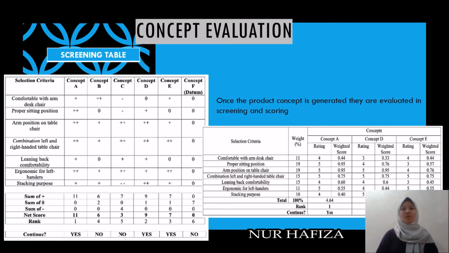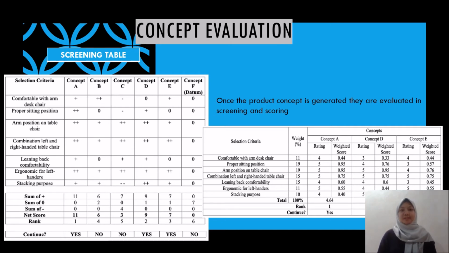I will present about concept evaluation. After the product concepts are generated, we do screening and scoring. The main purpose of screening and scoring is to choose a better concept for our product. The selection criteria are based on the questionnaire and customer requirements. As we can see in the screening table, concepts A, D, and E can proceed to scoring, while concept F is a reference.